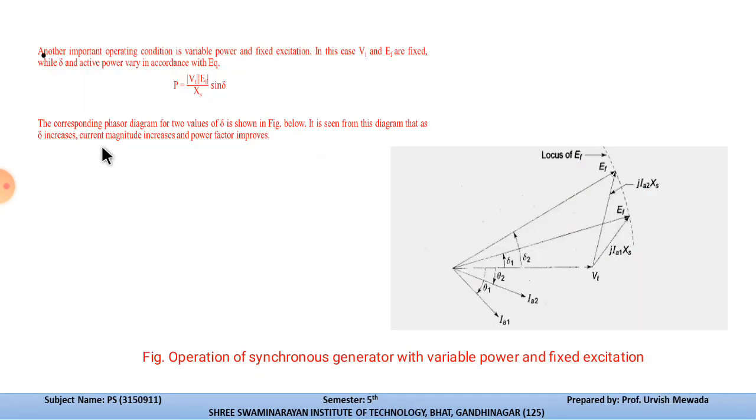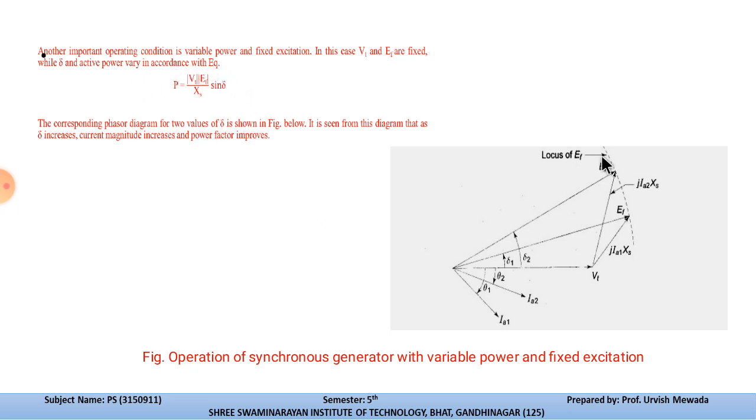So let us discuss another important operating condition, that is variable power and fixed excitation. In this case VT and EF are both fixed, while delta and the active power vary in accordance with the equation P is equal to EV by X sine delta. So according to this equation, the load angle, or we can say the active power, gets varied.